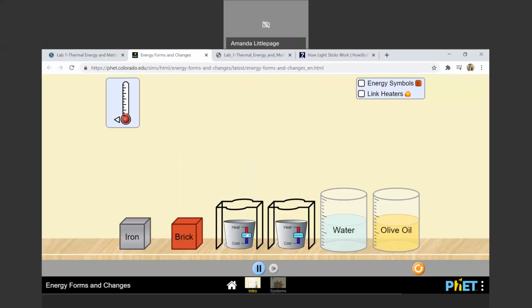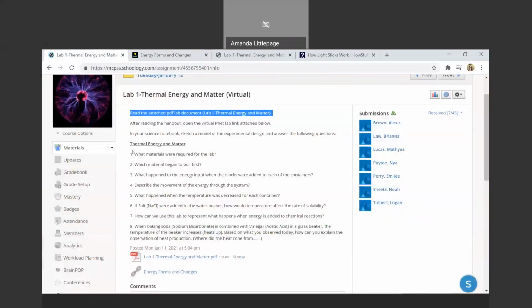One of the first questions in the lab right here is: what materials were required for this lab? Well, this is a pretty simple question, but you guys are setting this up as if we were doing the lab in class. So you should make a note of all the materials that were required, so everything you see displayed in this virtual lab.